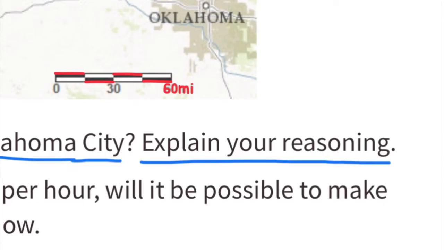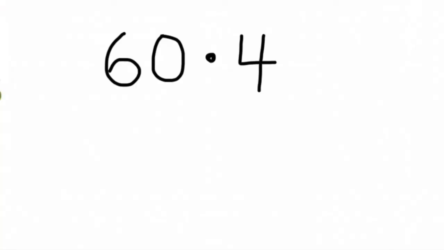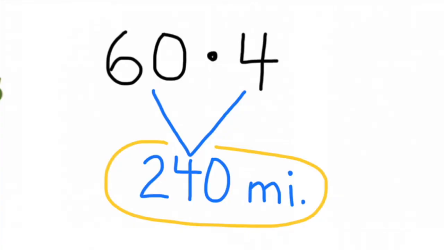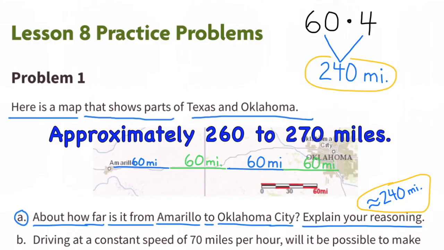Here's the key on the map that shows the relative distance of 60 miles on the map. We can see how many times this distance fits between Amarillo and Oklahoma City. It fits just about perfectly 4 times. 60 times 4 is 240. The distance between the two cities is approximately 240 miles. But you'll notice that the road isn't straight, so you could add a few miles to that. The actual driving distance might be closer to 260 miles or 270 miles.